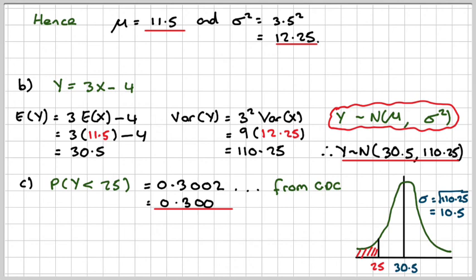Writing down the answer, 0.3002 from GDC, and that gives an answer of 0.300, correct to 3 significant figures. So this has been a video to show you how to find the mean and the variance, and then do some coding to find a new distribution, and then use that to find a probability. I hope you've understood, and I thank you very much for watching.